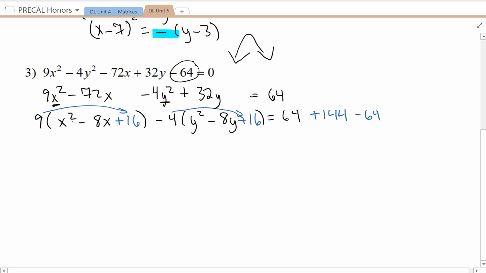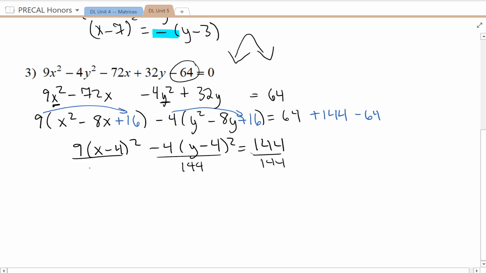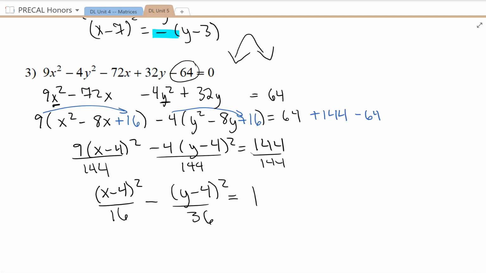Now we'll write these as quantities squared. So 9 times x minus 4 squared minus 4 times y minus 4 squared equals 144. Okay, we still have 9 and 4 here, and we have some number that's not 1. This looks like it could probably be a hyperbola because we're subtracting. So your last step is to divide by 144 on both sides, which means dividing each of the terms. And we do indeed have a hyperbola.